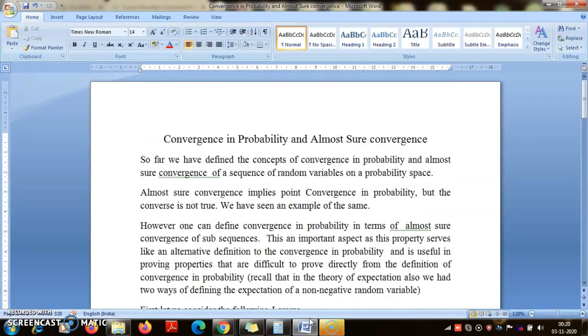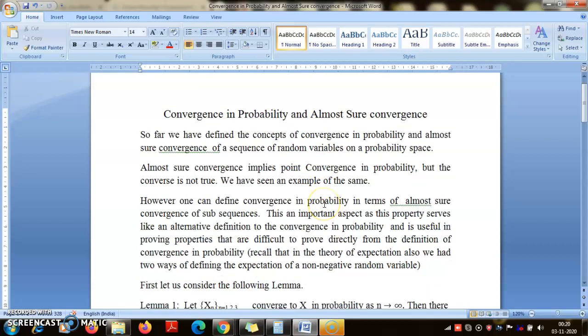Hello friends, today I am going to talk about a slightly technical but important issue in probability theory. It is the connection between convergence in probability and almost sure convergence. We have so far defined both these notions of convergence of sequences of random variables, and I have told you that almost sure convergence is a stronger sense, because almost sure convergence implies convergence in probability, but the converse is not true. We have seen that with the help of an example.